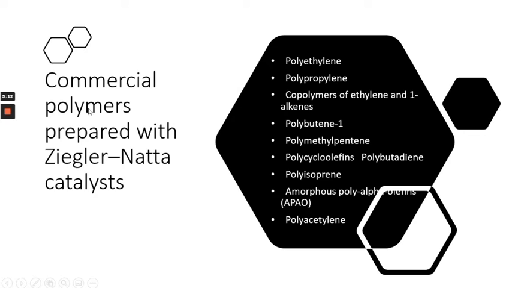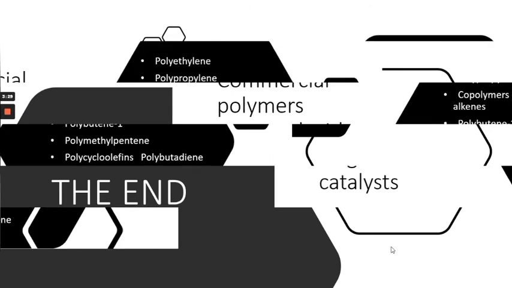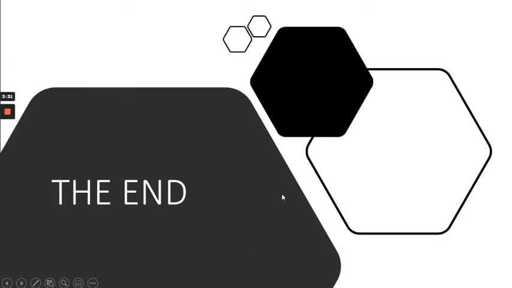Now let us look at commercial polymers prepared with Ziegler-Natta catalysts. As examples, we have polyethylenes, polypropylenes, copolymers of ethylene and 1-alkenes, polybutene-1, polymethylpentene, and so on.